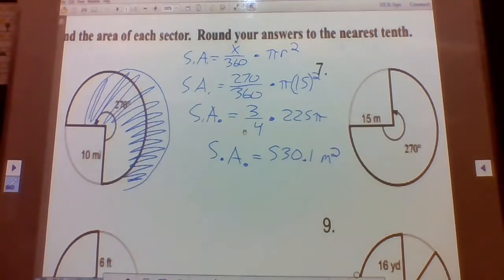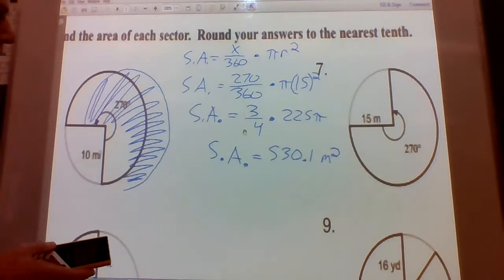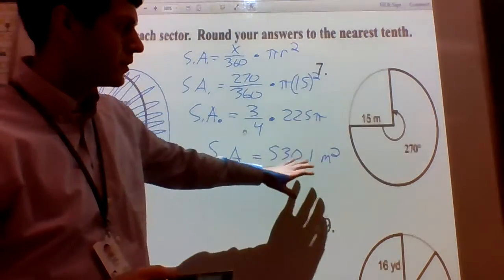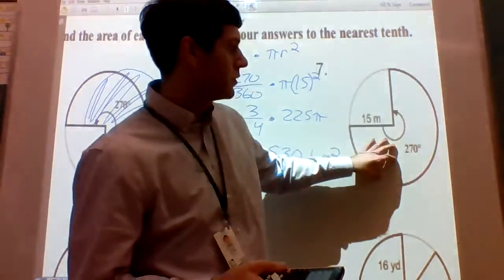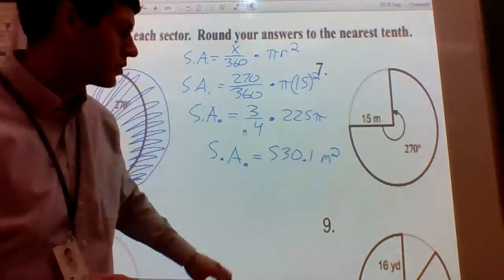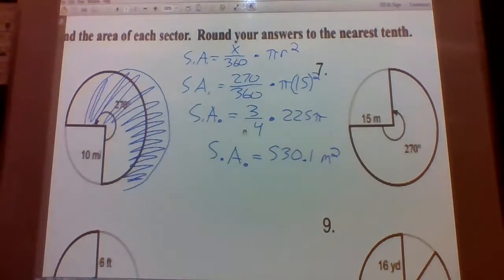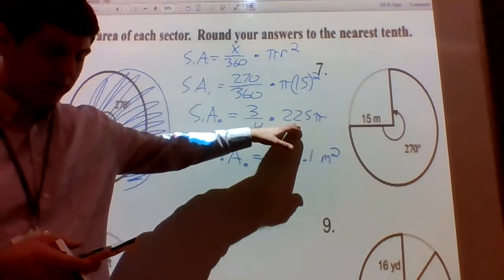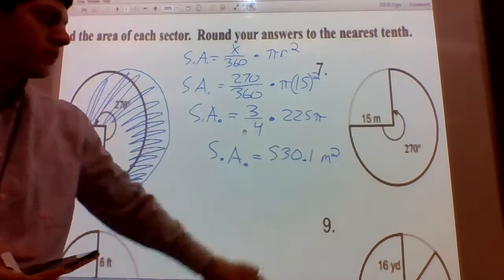So 225 times pi is 707. So the area of this whole circle is 707, but we don't want the area of the whole thing. We just want the area of this piece. So that's 3/4 of the whole circle. So 3/4 times 707 is going to give us the area of just our piece.